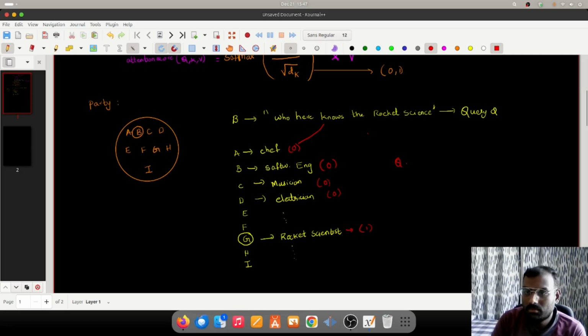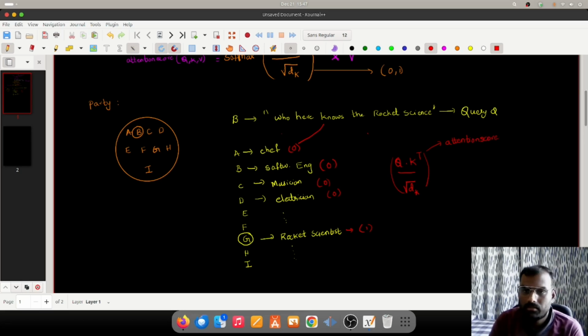So the dot product will be maximum when the query and key context have matched. To normalize this bigger value, we are dividing by the square root of the number of dimensions. This is our attention score, the initial attention score.